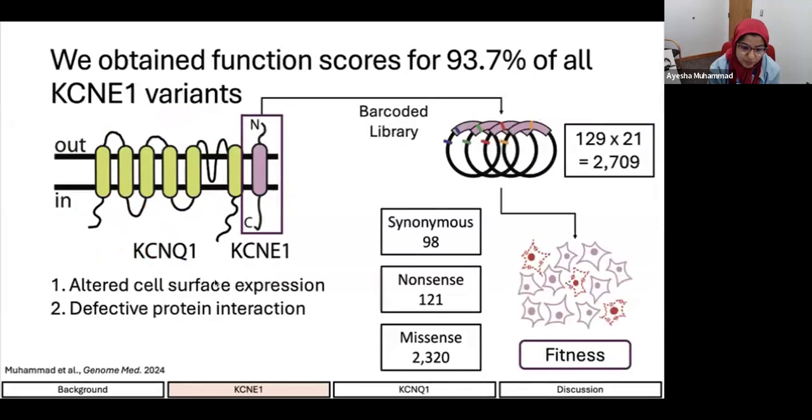Using this method, we were able to obtain functional scores for almost 94% of all KCNE1 variants. And here I represent the breakdown of how this library was represented.